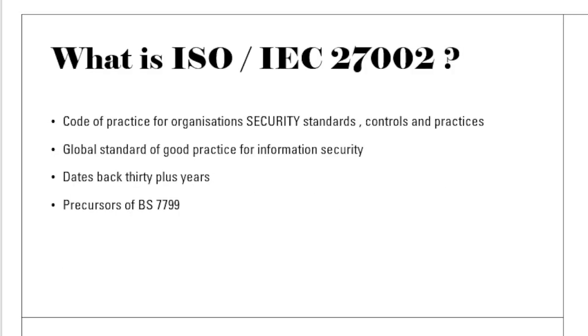Okay, ISO, i.e. IEC 27002, what is it? So this is a code of practice for organisations' security standards, controls and practices. It's a global standard of good practice for information security, and it dates back around 30 plus years, and it's the precursor of BS 7799.